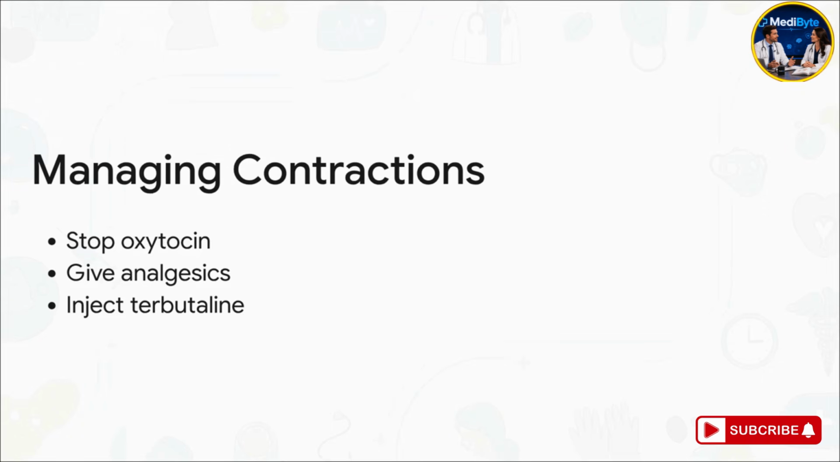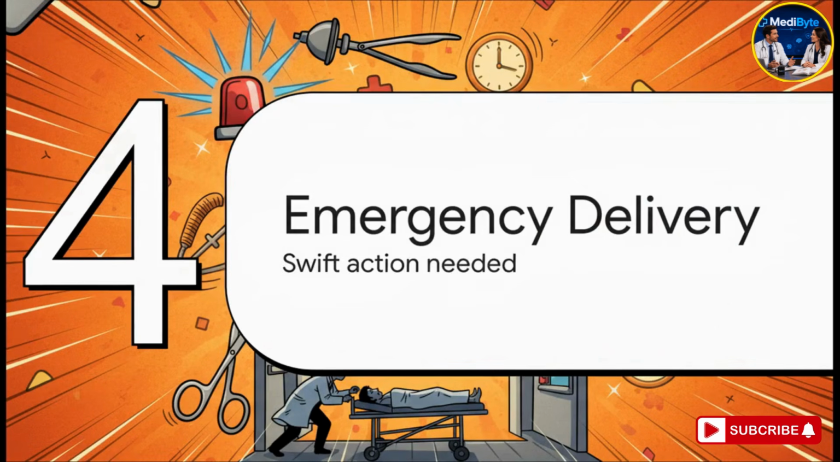But what if her body is just naturally contracting too hard? Well, in that case, the care team might inject a drug called terbutaline. Terbutaline effectively slows down or even entirely stops the contractions, which gives the baby's oxygen levels a crucial, much-needed window to recover. Which brings us to Section 4, emergency delivery methods, when swift delivery is necessary.